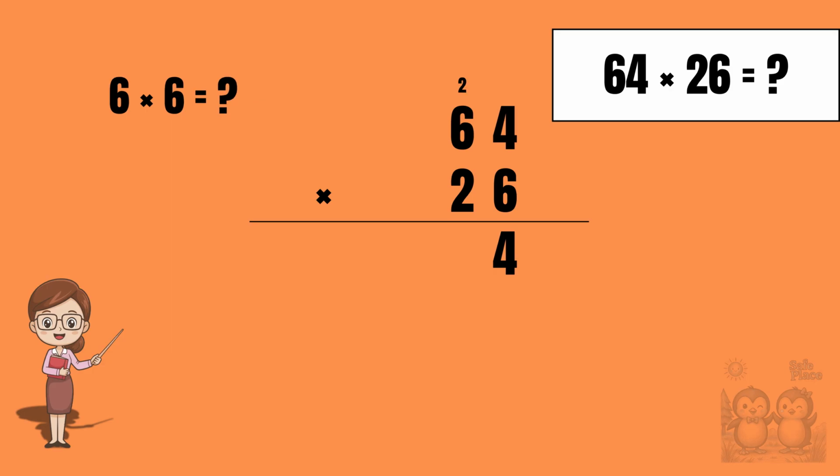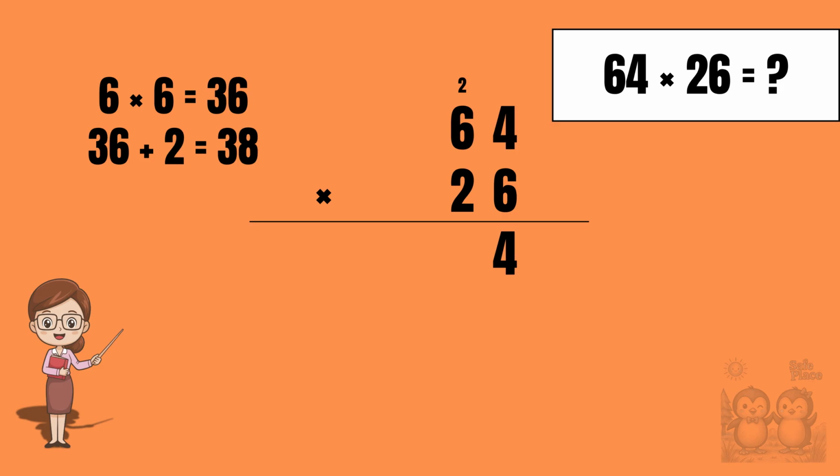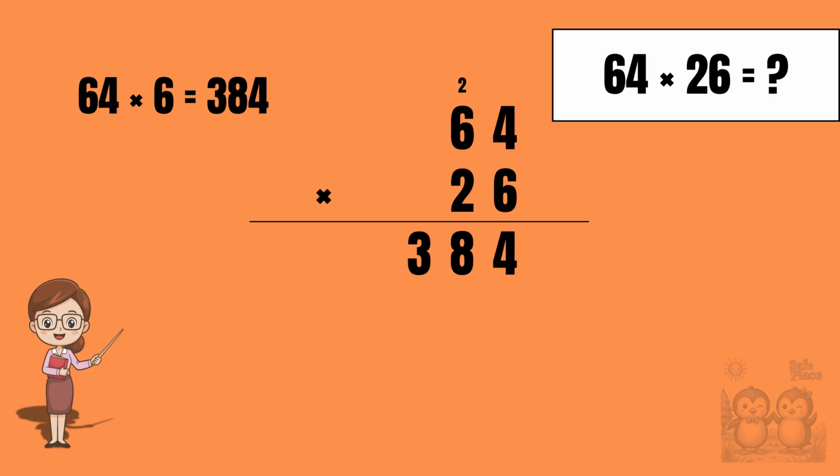Next, we calculate 6 times 6 equals 36. We add the carried 2, which gives us 38. So, our first partial product is 6 times 64 equals 384. Now we move on to 20 times 64. Because the 2 in 26 represents 20, we first write a 0 in the 1's place.